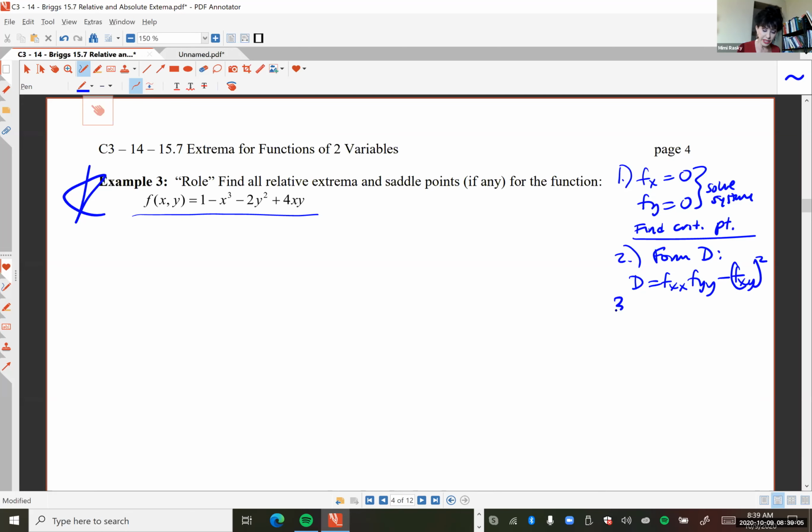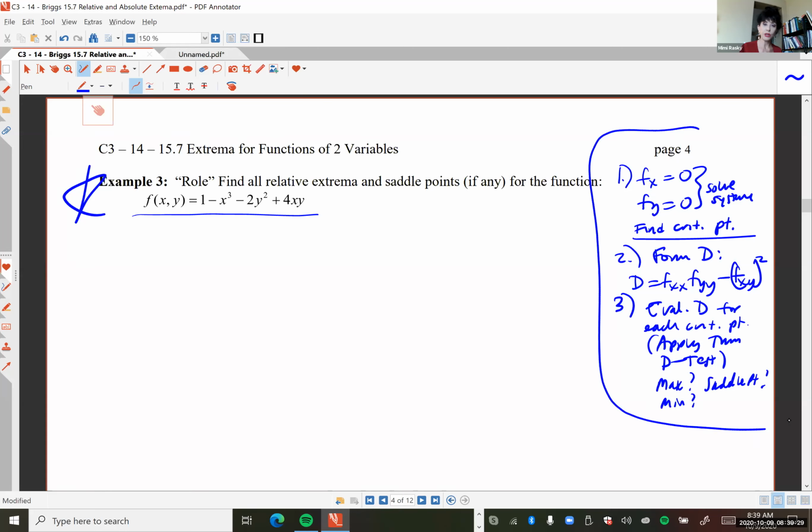Once you form D, step 3 is you're going to evaluate D for each critical point and then apply the theorem, which is the D test. Distinguish whether you have a max, a min, a saddle point, or maybe the test is inconclusive. So this is the procedure for you to follow, and I'm going to put you in your room for 7 or 8 minutes.